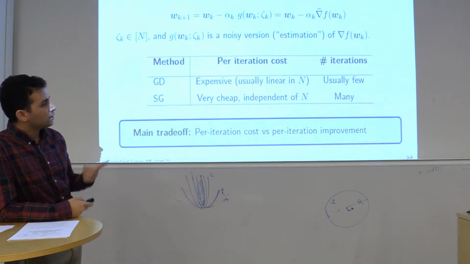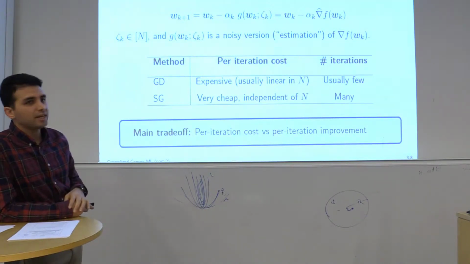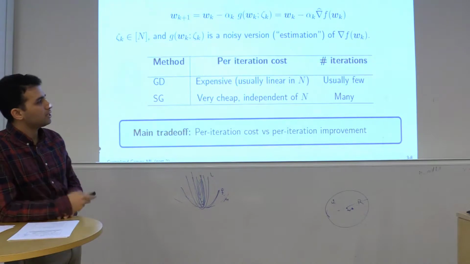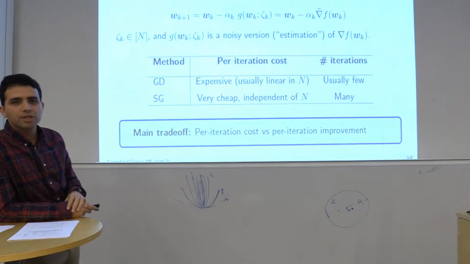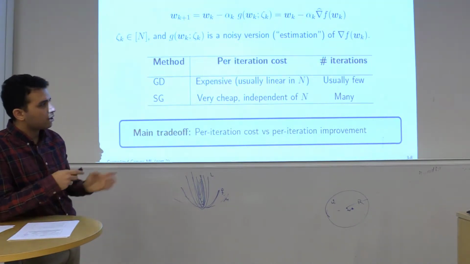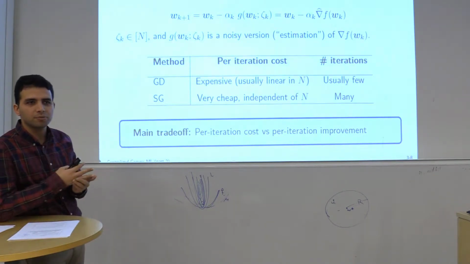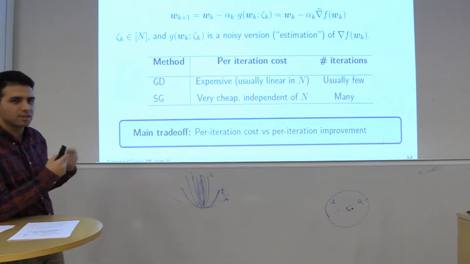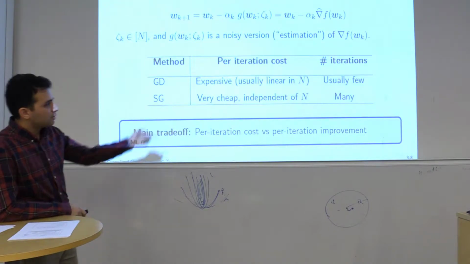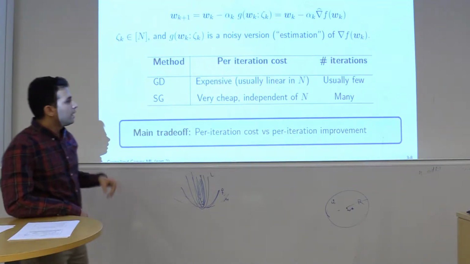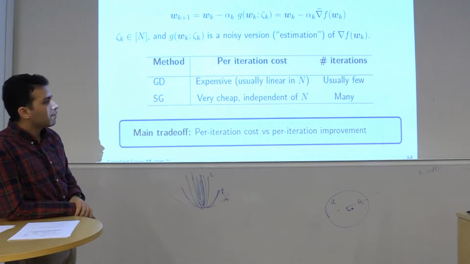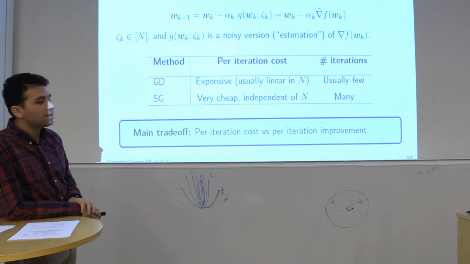Usually, this iteration cost is linear in n because we're going to need n times computation here, but then few iterations are fine. Just recall that few depends on the geometry of the optimization. It could be pretty large, but there are some ways to handle that. And few means compared to this guy. Here, usually we do have very cheap iterations, usually independent of n.